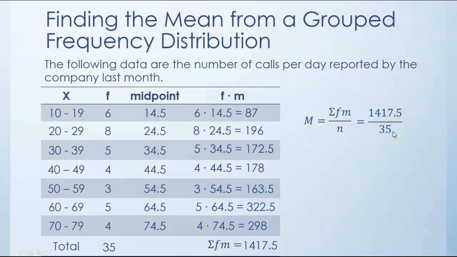So we're going to take that 1,417.5 divided by 35, which is the total number of calls that we made per day, for the last month. And we get 40.5. So there's an average number of 40.5 calls per day.